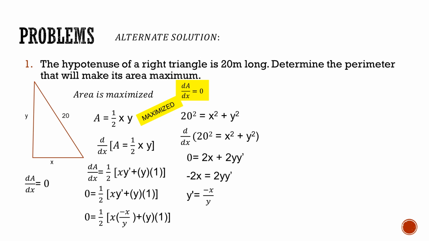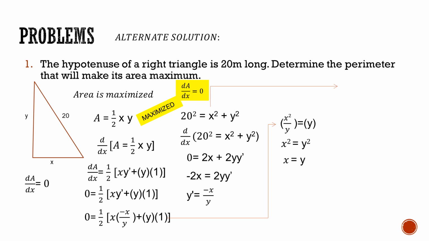So, we have an x and y functions on a single equation. Therefore, magkakaroon tayo ng relationship between them. So, simplifying the equation, we come up with that equation and find out that x is equal to y.